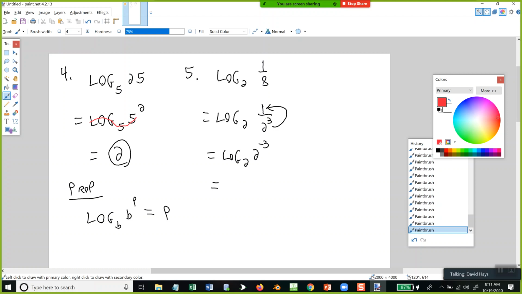And now notice that these 2's match. The log and the 2 are going to cancel. Negative 3 will drop out of the exponent, and that's our answer.